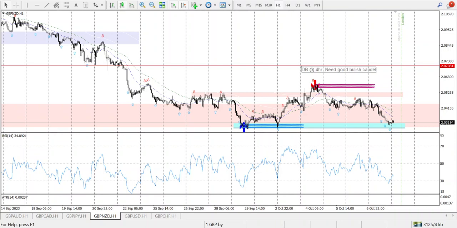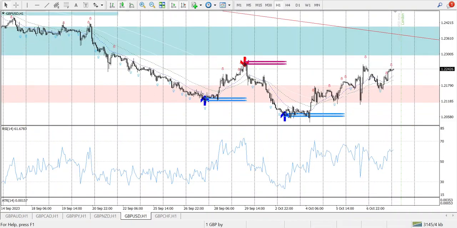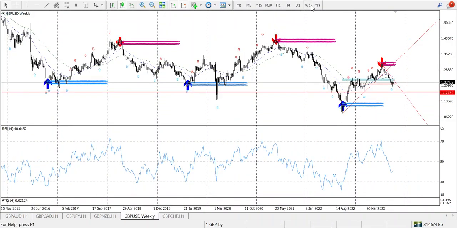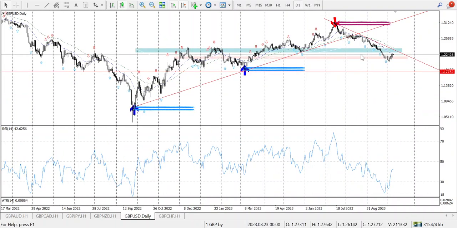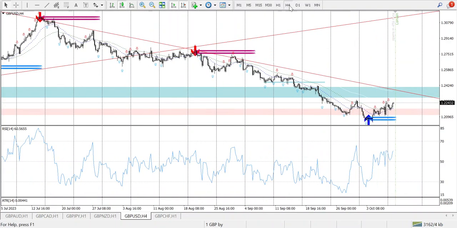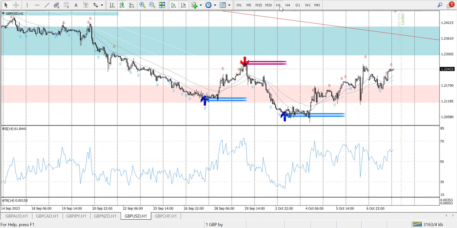GBP and, so now coming to GBP USD. Yep, very, very good signal. In weekly, hammer, after bullish rejection is a hammer. In daily, it was very good. Hour 4, nice. Hour 1. So it showed a good progress yesterday.